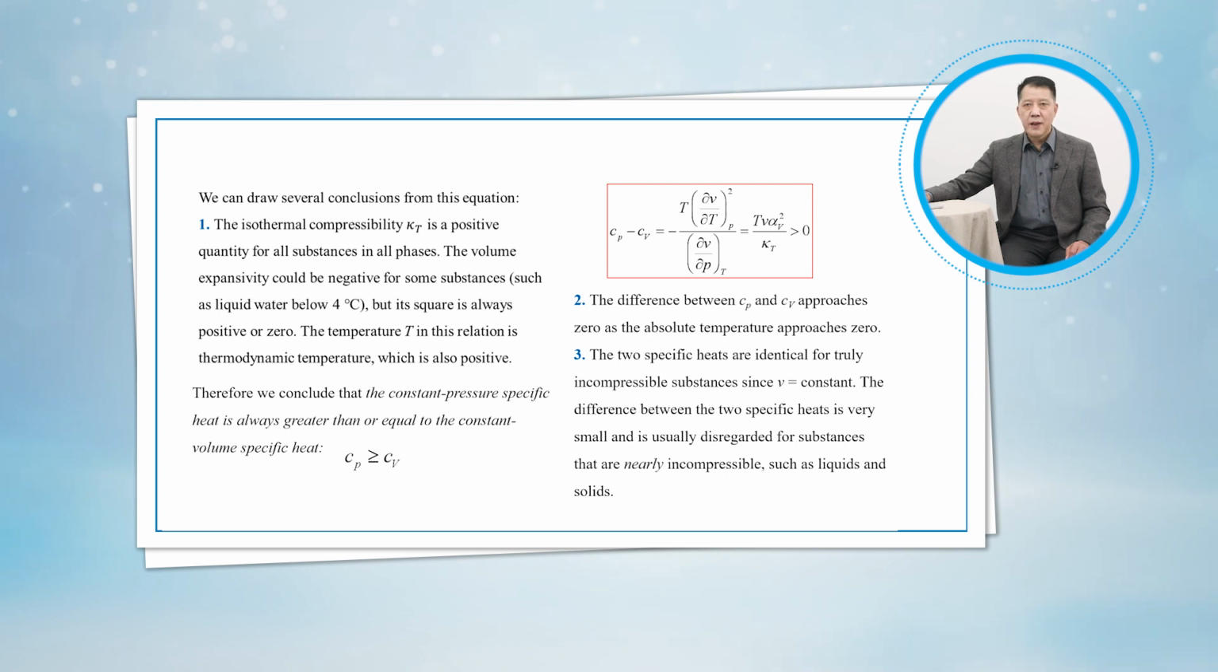And the third one is the two specific heats are identical for truly incompressible substances since the specific volume is constant. The difference between the two specific heats is very small and is usually disregarded for substances that are nearly incompressible, such as liquids and solids.